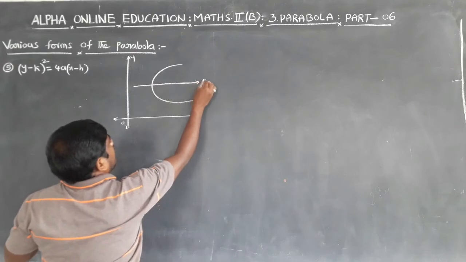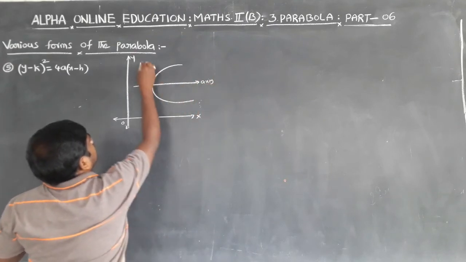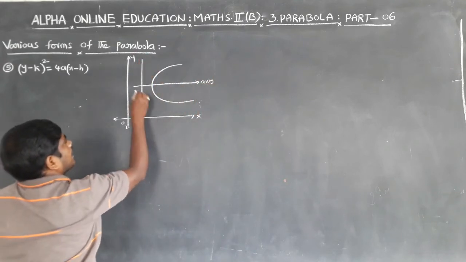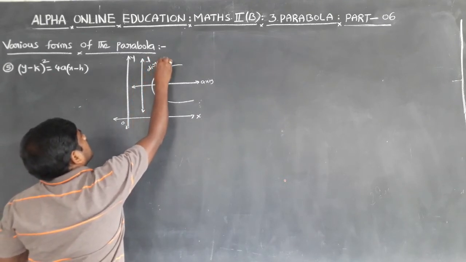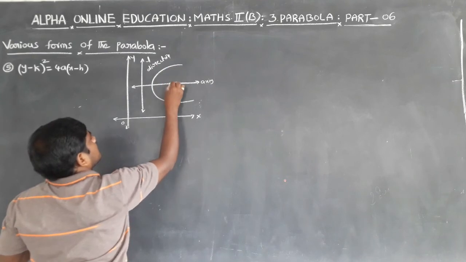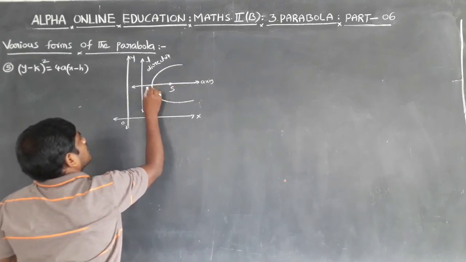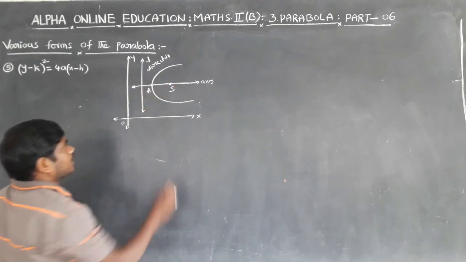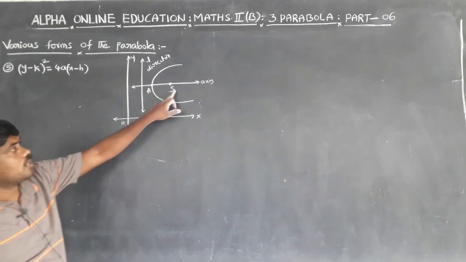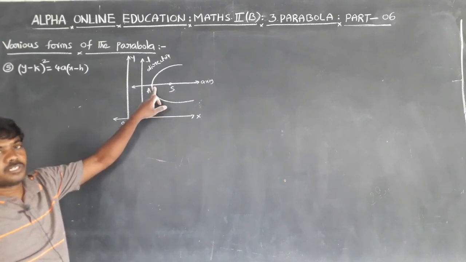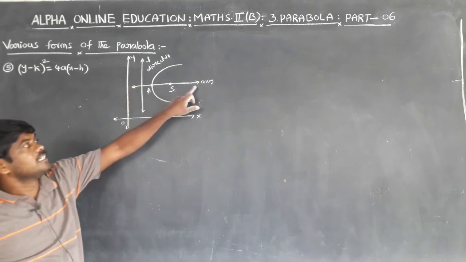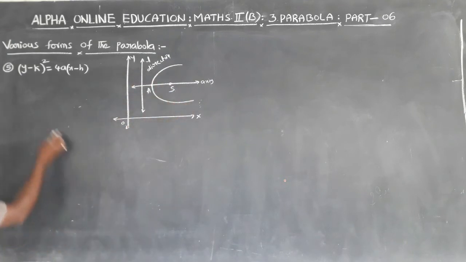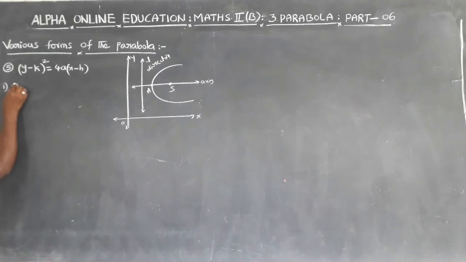This is the axis. This is the directrix. This is the focus. This is the vertex. This is the focus S. This is the vertex A. This is the line L, the directrix. This is the x-axis.